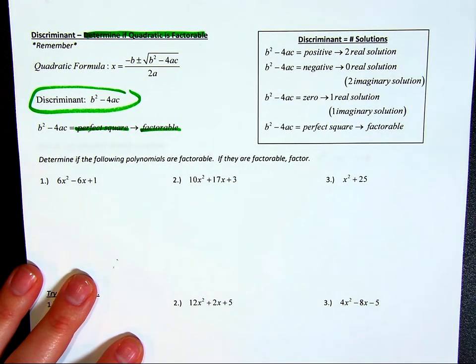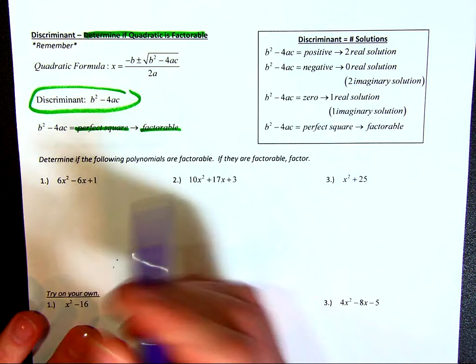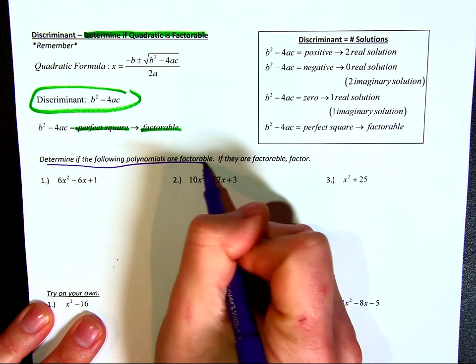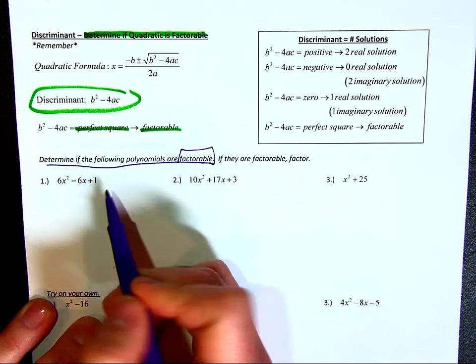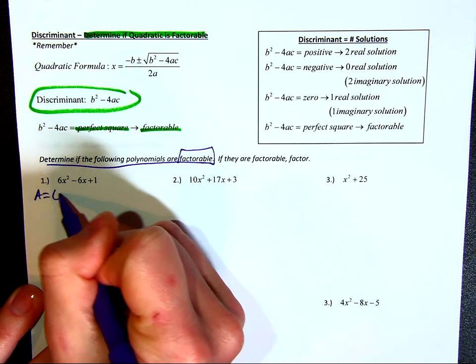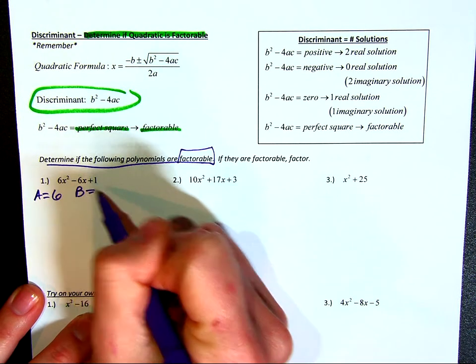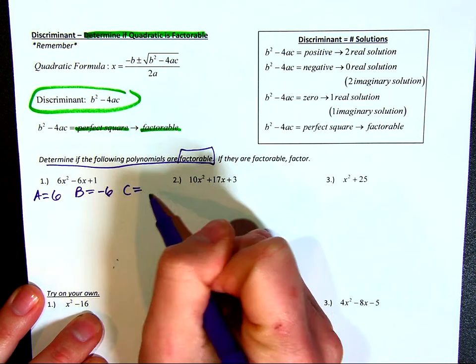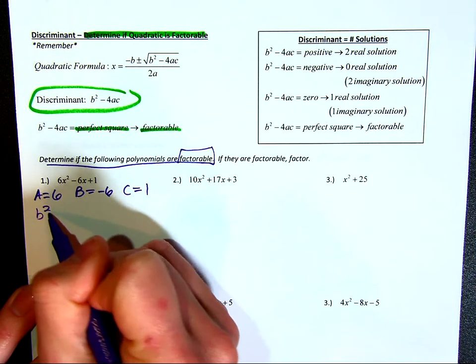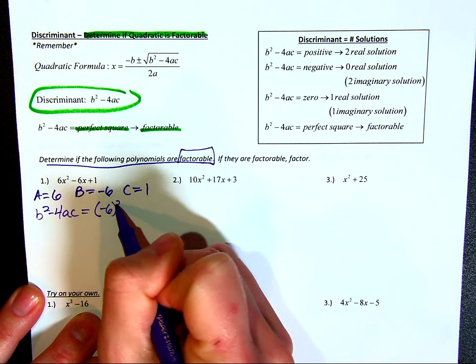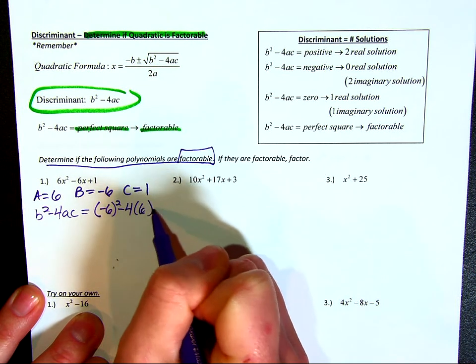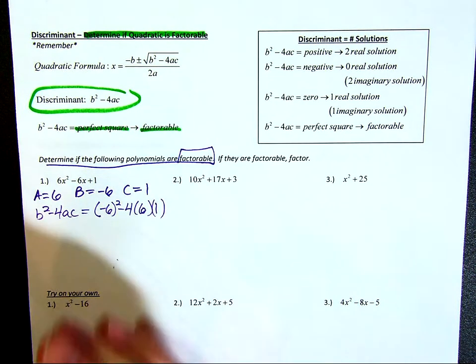So in these problems, it says determine if the polynomial is factorable. So that's our first step. This one, there is no zeros here, so we can just, a is the number in front of the x squared. Remember, b is the number in front of the x, and c is the number by itself. So then we'll do the discriminant, b squared minus 4ac, which would be -6 squared minus 4 times 6 times 1. So we can go ahead and type that in our calculator.